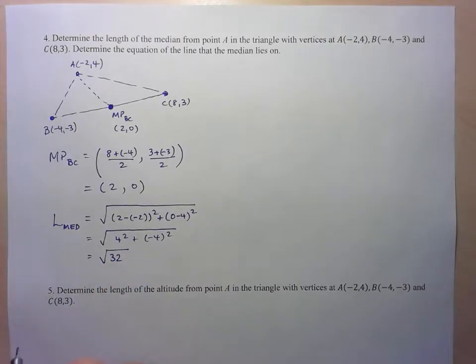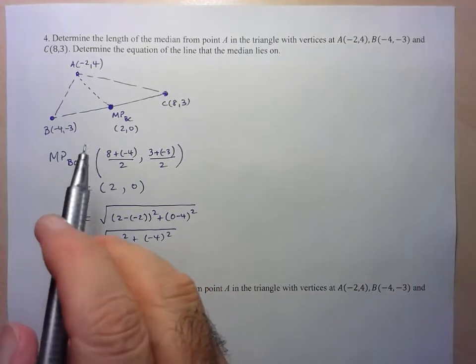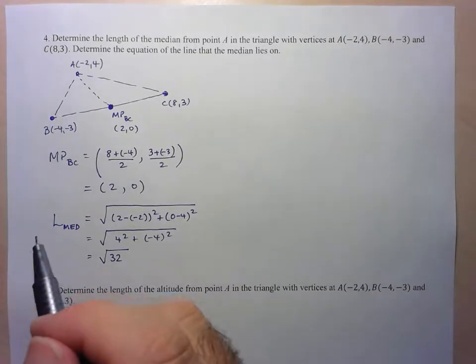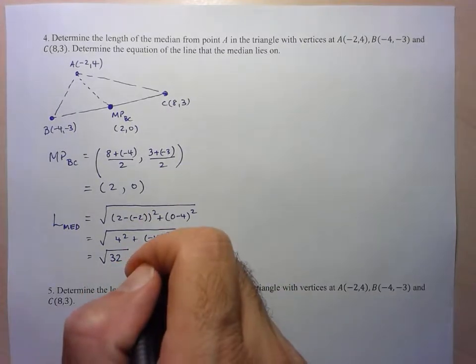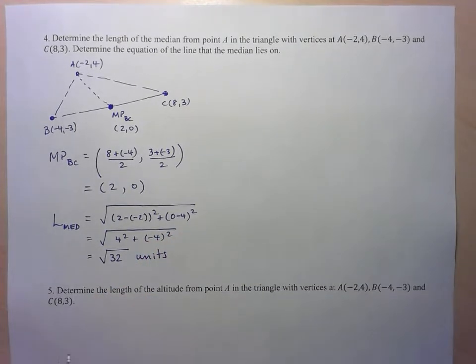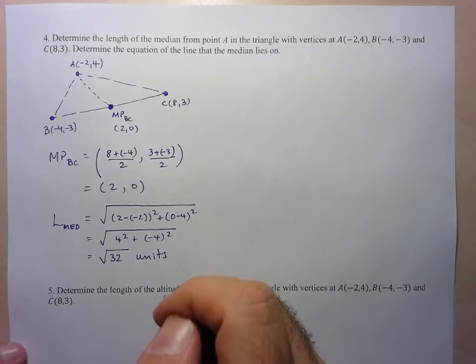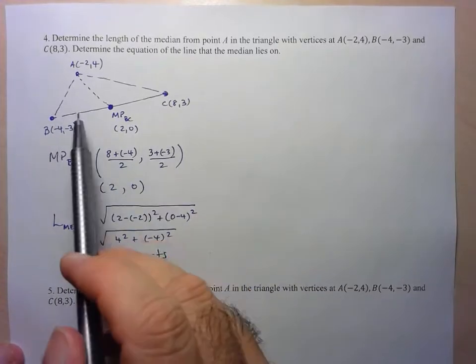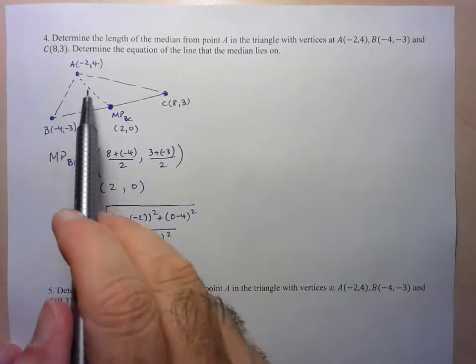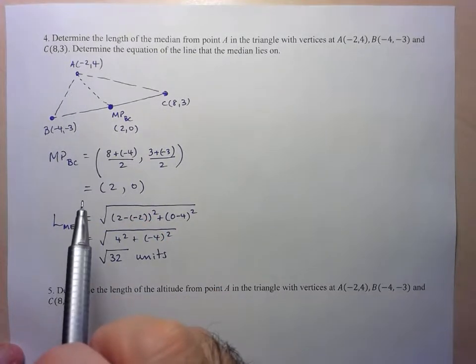Now since they don't tell us what each unit on this Cartesian plane represents, whether it's centimeters, meters, or kilometers, I'm just going to say it's root 32 units long. So there's the length of the median. Step 1 was to find the midpoint of the opposite side, and once I had that midpoint, I can just use the distance formula to find the length of that line segment.